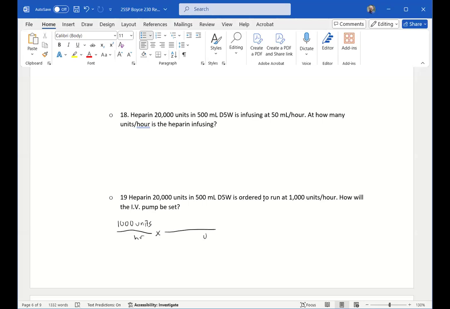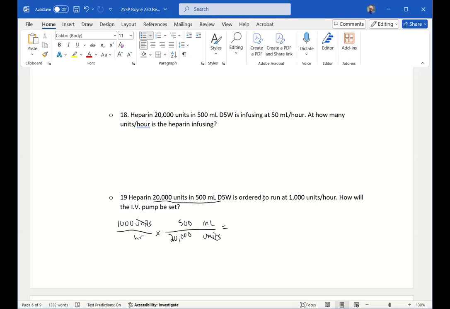And so before I even look at what I have available, this is what I'm looking for. Can I convert units to milliliters? Do I have a way to do that? So what I'm looking for is that information. It tells me heparin, 20,000 units in 500 milliliters dextrose 5% water. So I have a conversion. I'm going to put my units with my units, so 20,000 down here, and then my milliliters up here. And then I'm going to find out what that comes out to be.